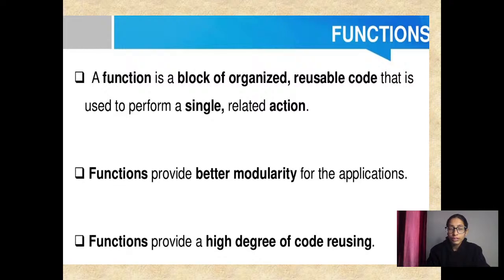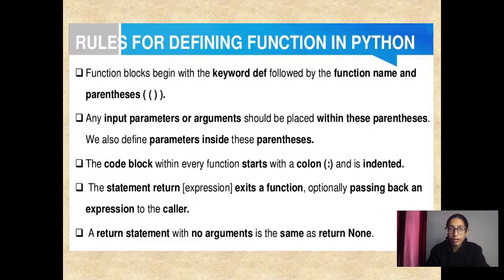A function can always be passed data. We can also pass data in it, and that data is known as parameters. A function provides better modularity for the whole application. A function can return data as a result, and it can provide a high degree of code reuse. How do we create or define a function?